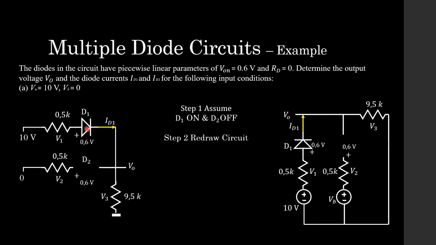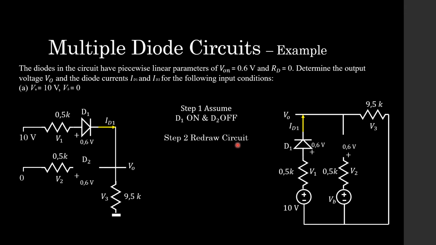Whereas if we look at diode 1 and VA is given at 10 volts, as you can see here, the 10 volts is connected through the resistor to the anode of the diode. I think, students, it's a good assumption to think that this diode's probably going to be on. So let's do that. Diode 1 on and diode 2 off is our assumption.